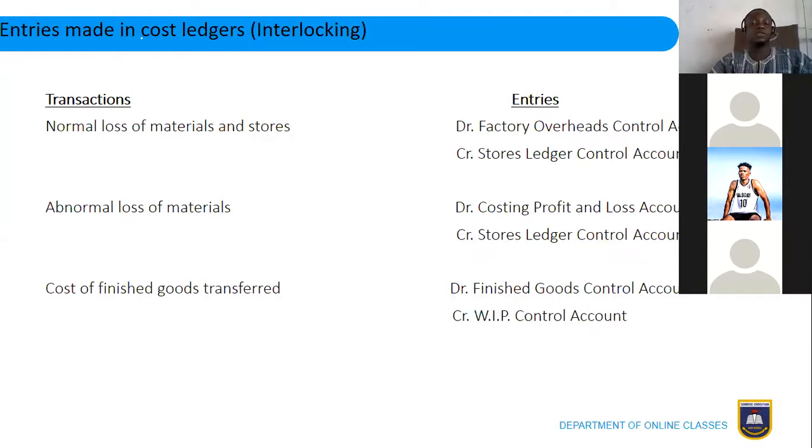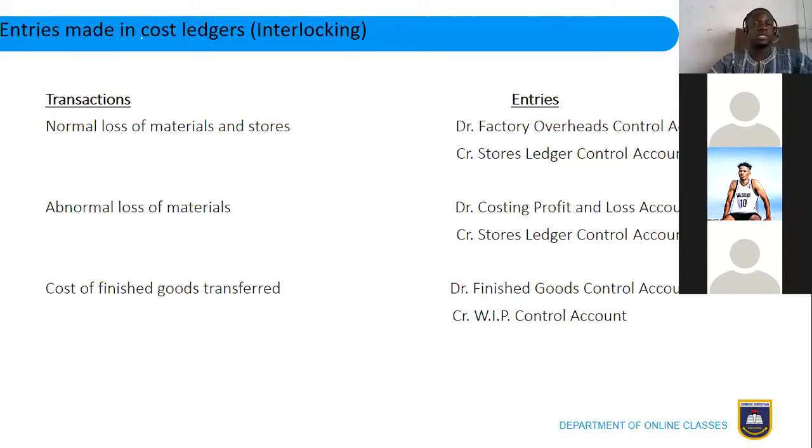Then let's move on to the third one. We have cost of finished goods transferred. Cost of finished goods transferred. Okay, so that we are debiting our finished goods control account, and then we are crediting work in progress control account. Debiting finished goods control account, and then crediting work in progress.